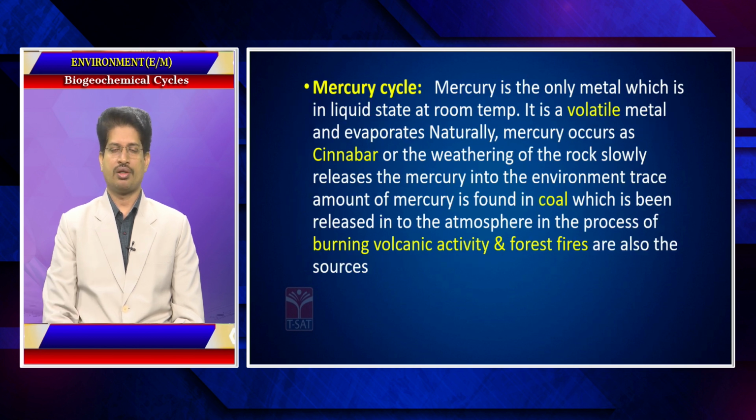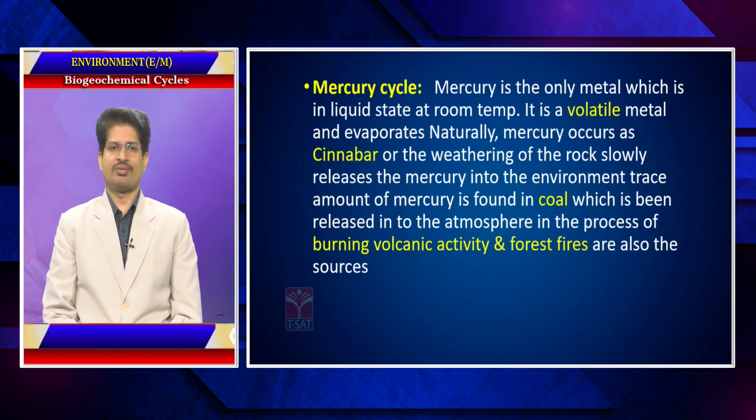Next is the mercury cycle. In the case of the mercury cycle, the source of mercury is as a mineral found in the rocks, and the effluents released by industries or the burning of coal, because mercury is a liquid metal at normal temperature, which can be evaporated very easily in the process of burning coal in furnaces, etc. Mercury becomes vapor, entering the atmosphere. So mercury is the only metal which is liquid at room temperature, can be a question. It is a volatile metal. Volatile means which can be turned into vapor very easily, and evaporates naturally.